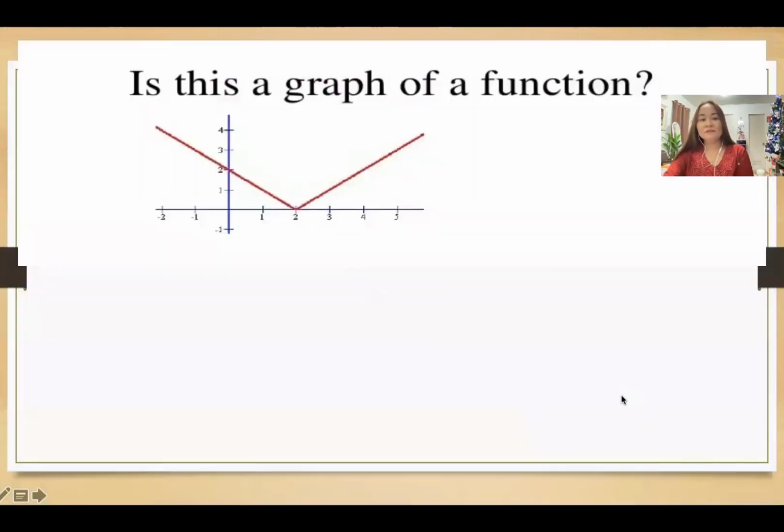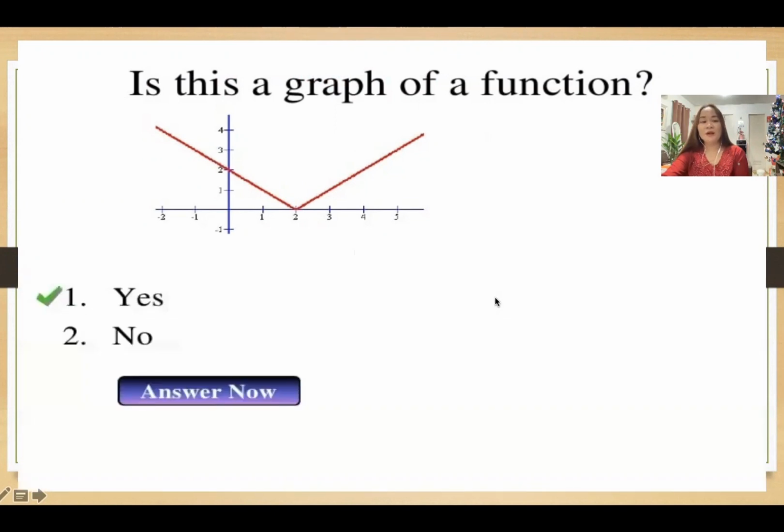So what about this one? Is this a function? This is a graph of an absolute value function. When you draw a vertical line, we have only 1 point of intersection. So therefore, yes, this is a function.